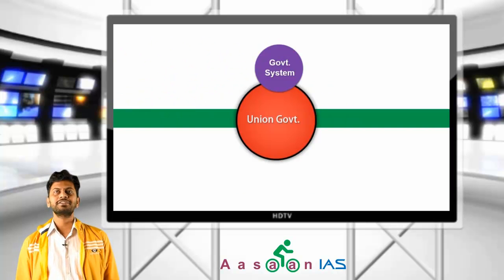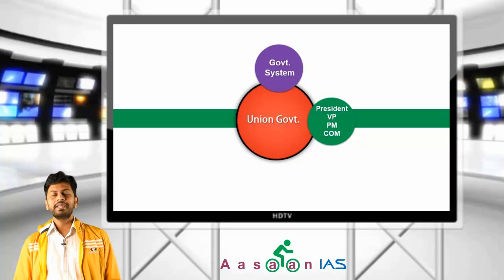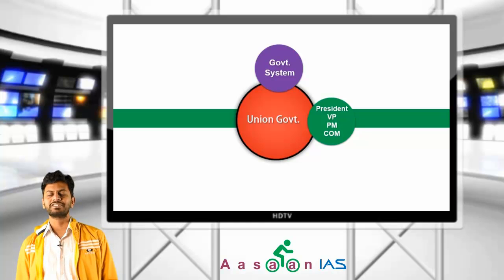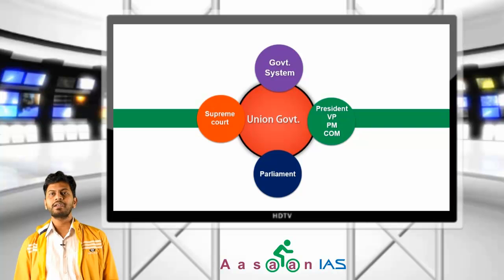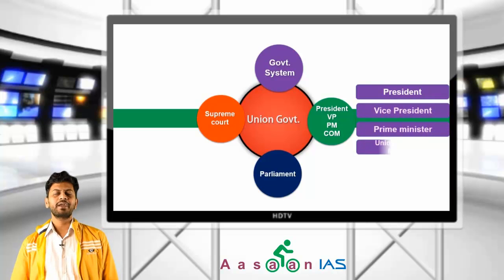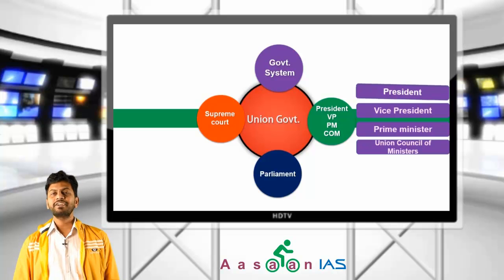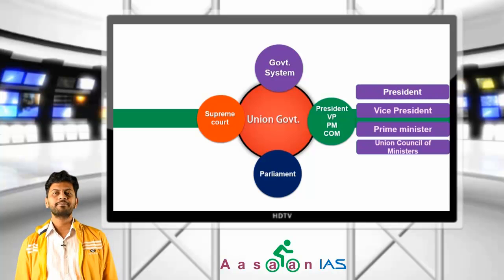I further divide this into government system. I mean, here I am talking about various types of governments. Then we'll talk about the president, the vice president, prime minister and council of ministers, the parliament, Supreme Court. If you take this part, the president, vice president, prime minister and council of ministers, I mean, council of ministers means union council of ministers I am talking here. In this video, I am going to talk about the president. Important concept.